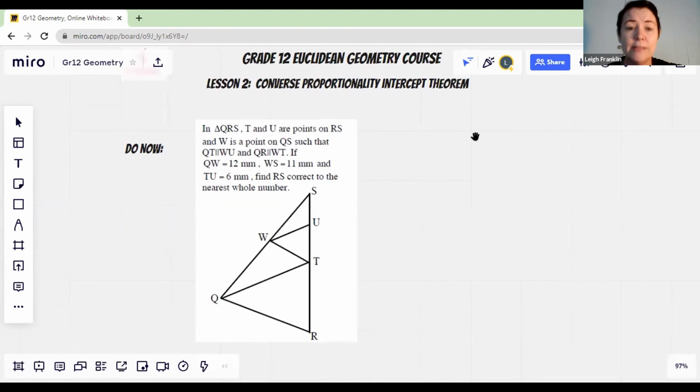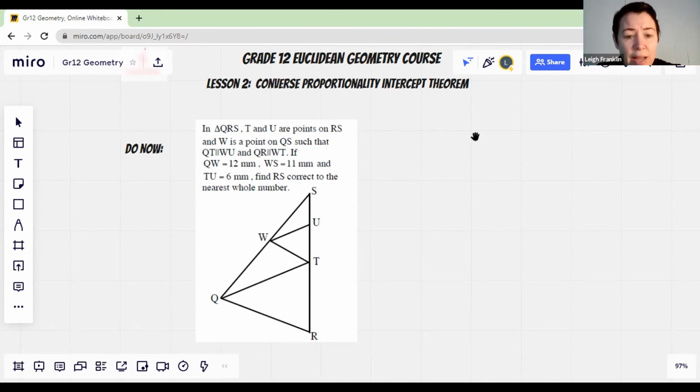Okay. So what I'll do now is something that we were looking at last week. This is just going to get our brains working again. This goes back to what we were talking about with the proportionality intercept theorem. So we're not speaking about the converse yet. The do now is specifically related to the proportionality intercept theorem that we discussed last time. In other words, if there is a side inside a triangle that is parallel to the third side, it cuts the other two sides into the same proportion. Okay, so let's look at this information.